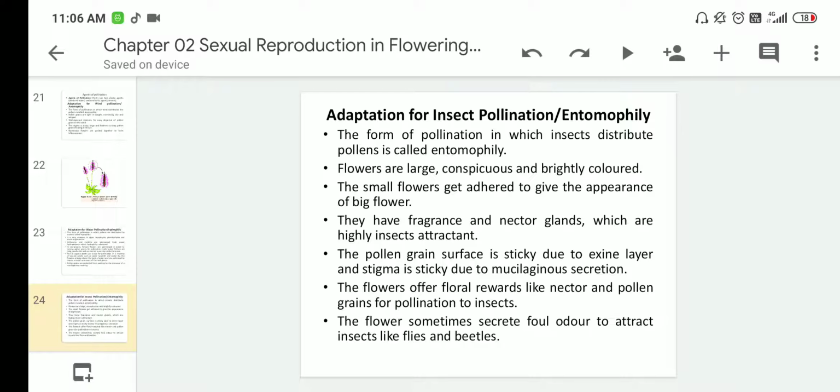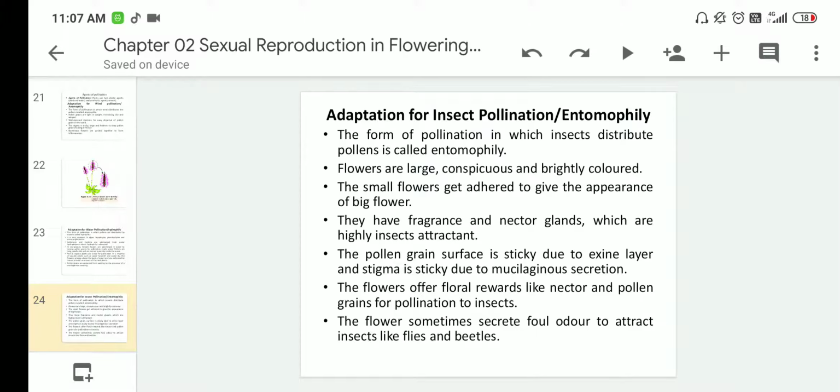They have fragrance and nectar glands which are highly insect attractant. Insects are attracted because of the fragrance or the nectar present in them. The pollen grain surface is sticky due to exine layer and stigma is sticky due to mucilaginous secretion. The pollen grains easily stick to the body of insects and hence are transported from one flower to another.